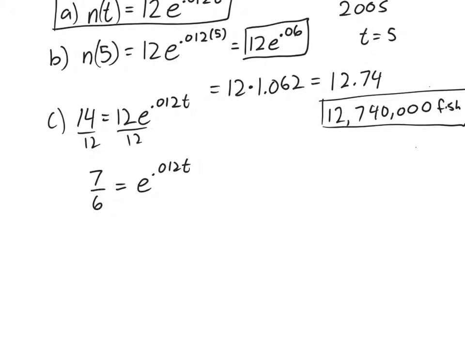0.012 t. Now, that t is in the exponent, so I need to take the natural log of both sides to get rid of the exponent. That goes away with that, which ends up giving me the natural log of 7/6 equals 0.012 t. And then I divide by 0.012.